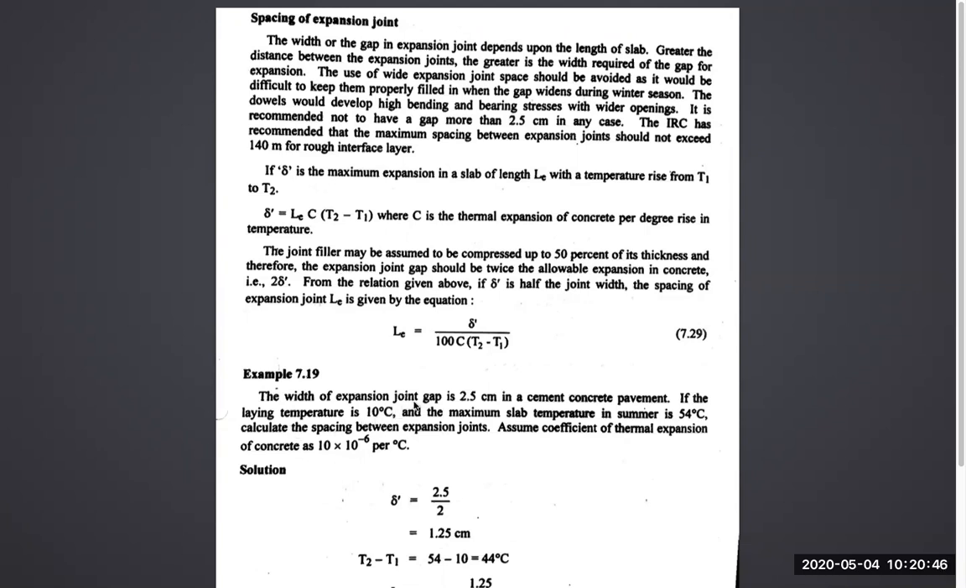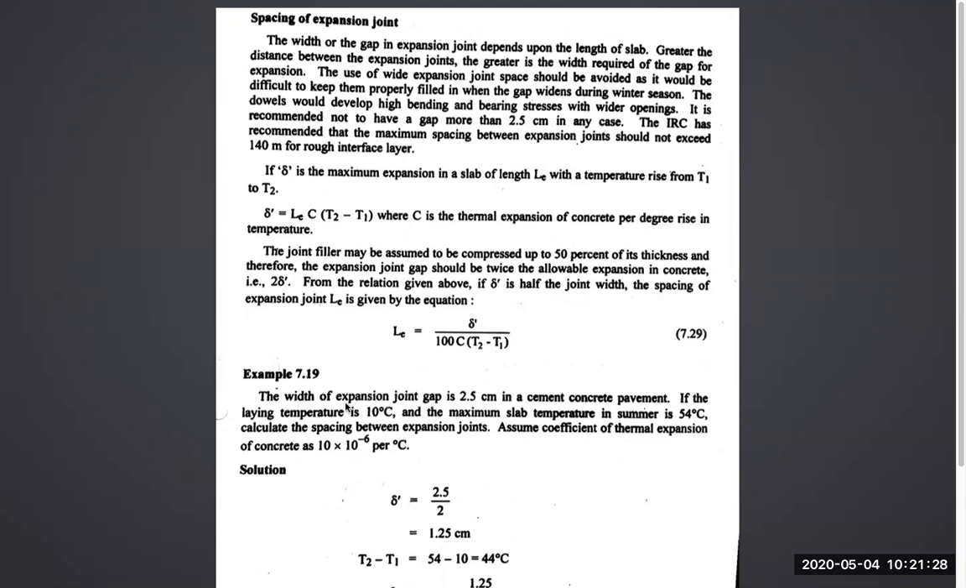The width of the expansion joint gap is 2.5 centimeter in CC pavement. If the laying temperature is 10 degrees Celsius and the maximum slab temperature in summer is 54 degrees Celsius, calculate the spacing between expansion joints. Assume the coefficient of thermal expansion of concrete as 10 into 10 raised to minus 6 per degree Celsius. Okay. So what has been given in this problem is the expansion joint gap, that is 2.5 centimeters. And they have given the values of T2 and T1.